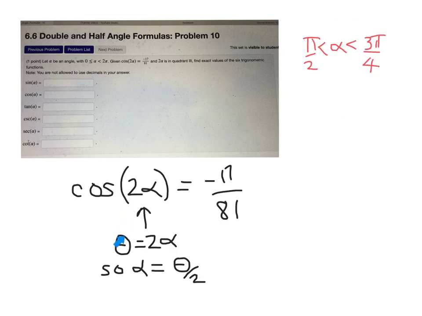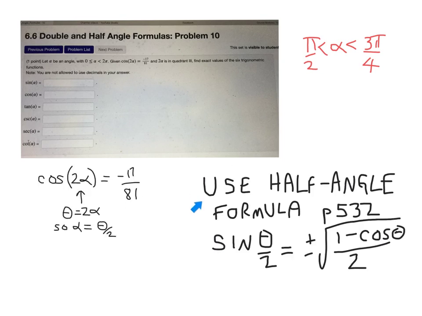The trick to this problem is to make the substitution theta equals 2 alpha, so alpha equals theta over 2. So I'm going to use the half-angle formula found on page 532 for the sine of theta over 2. So notice I've taken the half-angle formula and copied it down, except I used theta instead of alpha. So this is the same as the half-angle formula stated on page 532, except theta is replacing alpha.